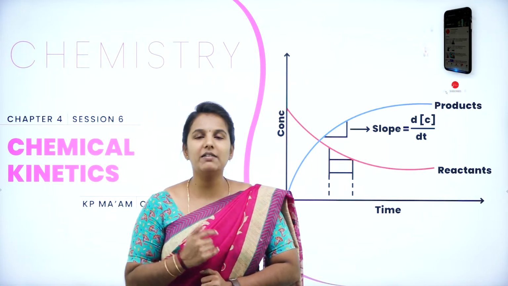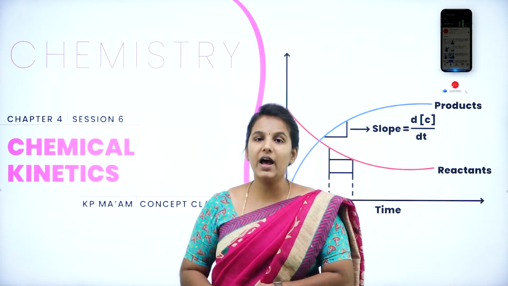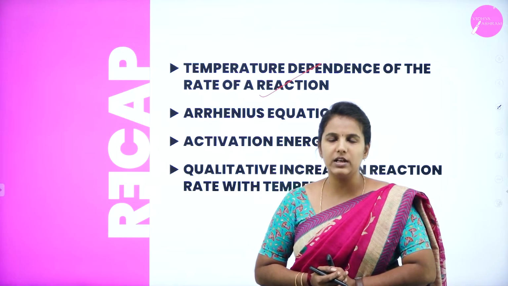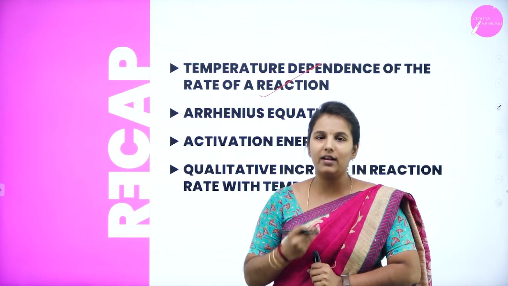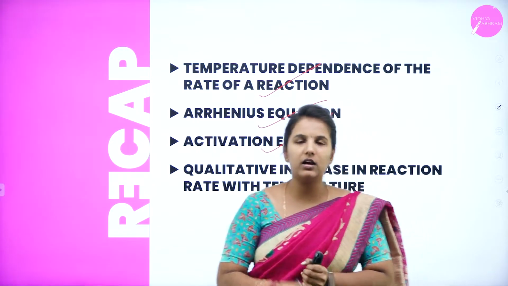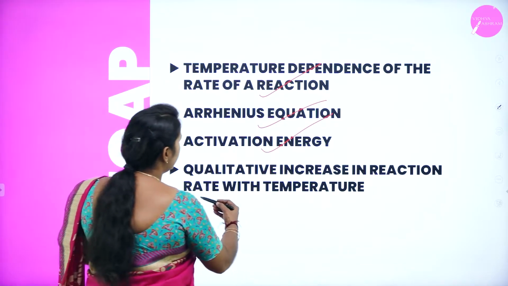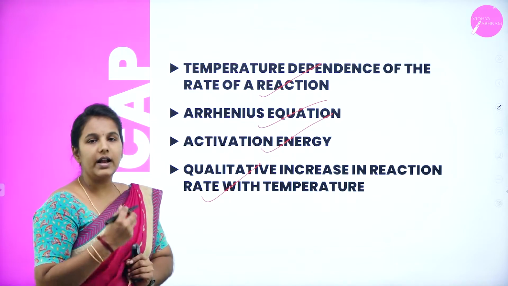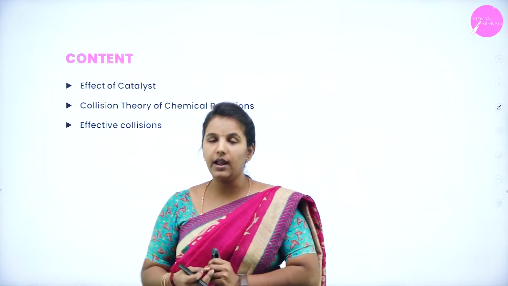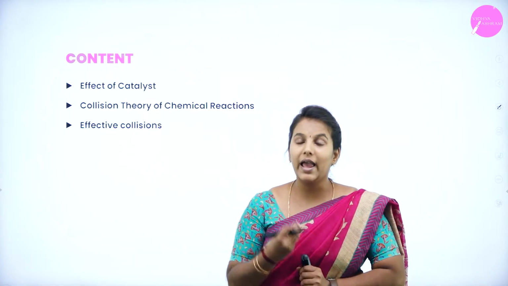My dear students, in our last discussion, we were dealing with the unit called Chemical Kinetics. Under that, we discussed the temperature dependence of the rate of the reaction, and also the Arrhenius equation. We also talked about the activation energy and the qualitative aspects of increasing the rate of the reaction with temperature. Today, let us move on to the next topic of this unit: the collision theory and the effect of catalyst. And also we are going to understand the effective collision.